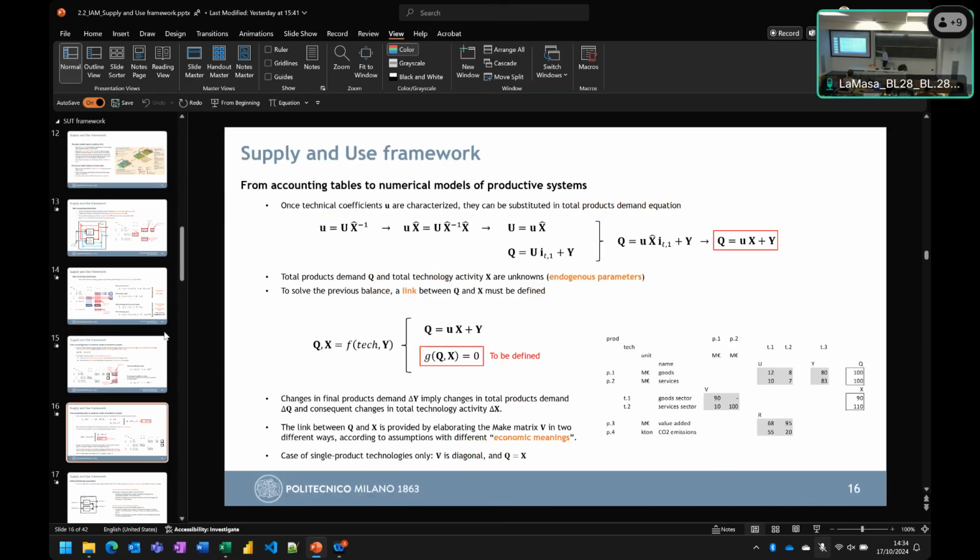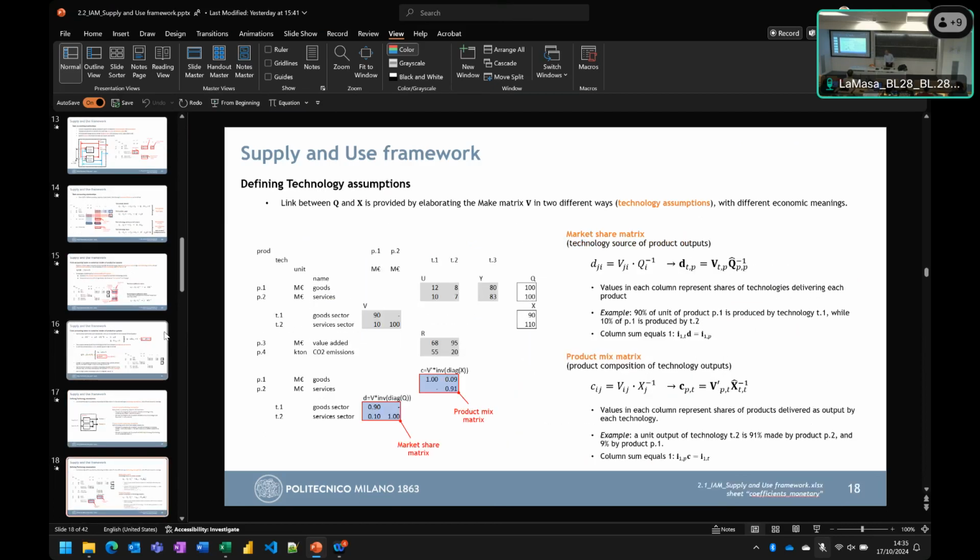We understood that we have a product supply and demand balance, so the total supply of products must be equal to the intermediate and final demand. But then we have 2 unknowns: the total product supply and the total activity by technology. So we defined last time 2 possible ways of handling this problem, and we noticed that we don't know anything about how the system is working in real life. So we just know that there are 2 possible ways of elaborating the make matrix in a way that represents 2 radically opposite economic meanings.